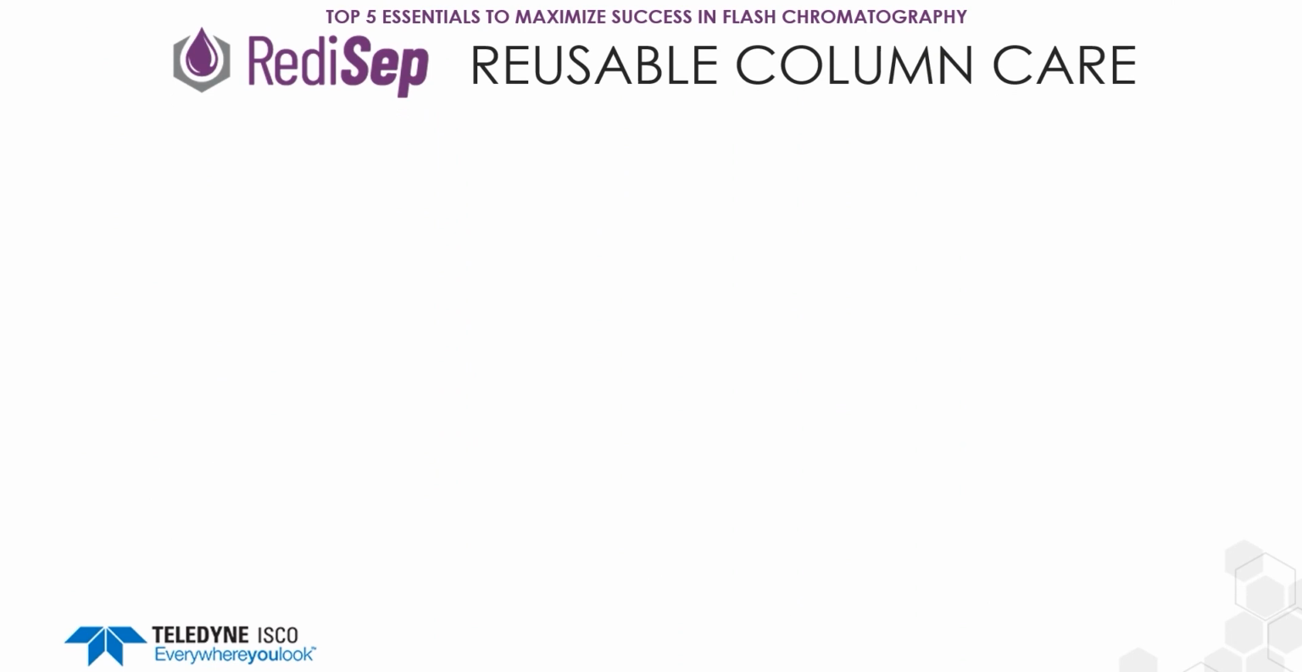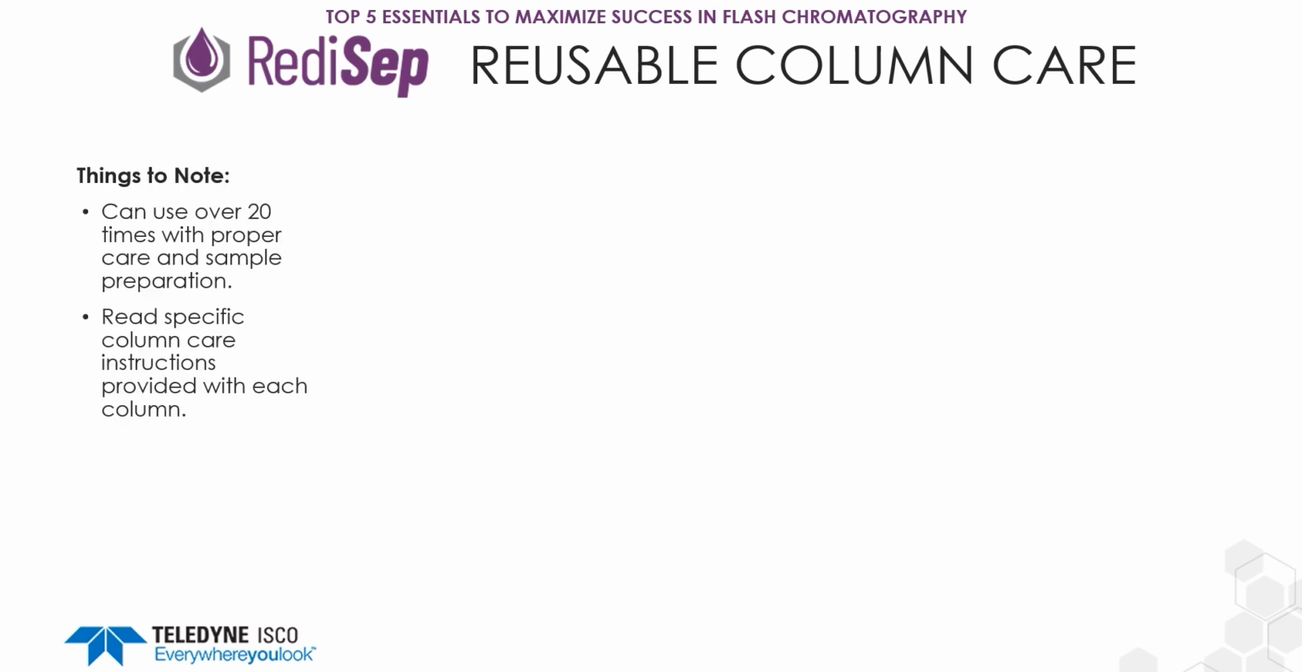Now let's talk about column care, because if we care for our columns, they're going to care for us back, and they're going to show us love by keeping a couple extra dollars in our pocket. So a couple things to note. Our columns here at Teledyne ISCO can be used 20 times with the proper care and sample preparation completed. Now, each column that we ship out is going to come with specific care instructions, so make sure you read those before your first couple separations.